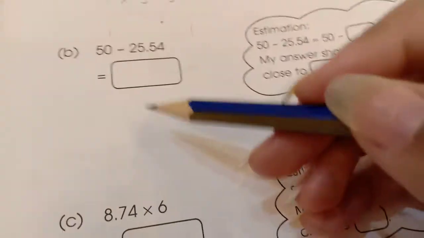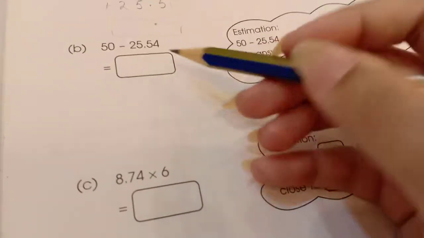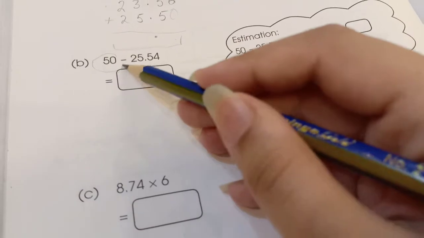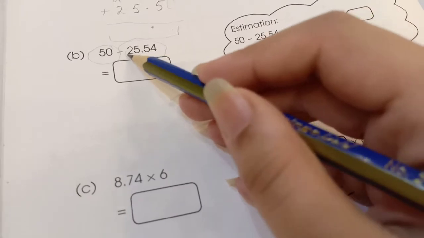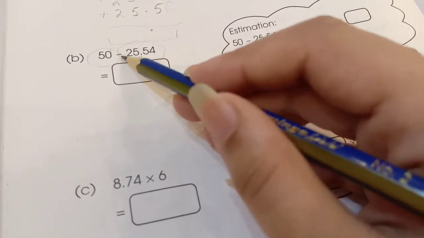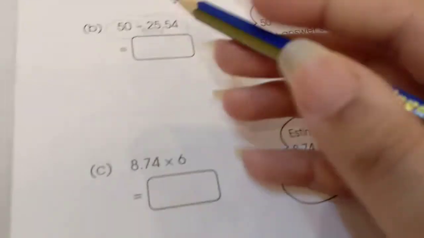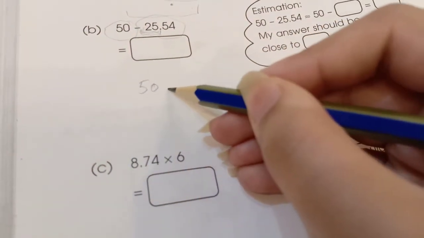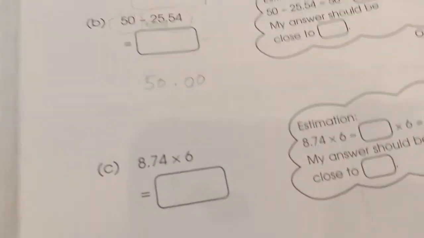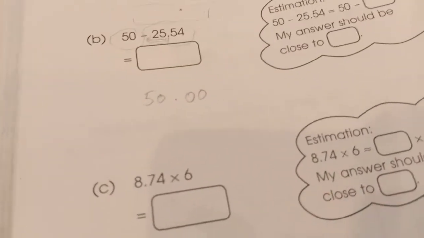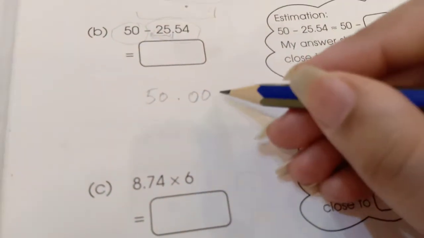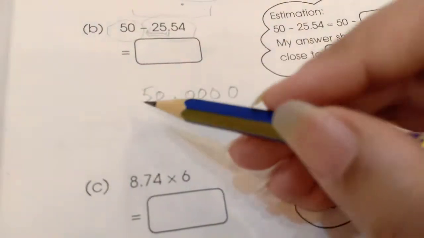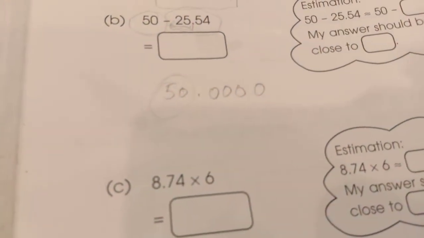Similarly, the same steps will be followed for subtraction as well. But here you can see this is the whole number and this is the decimal number. We have to write the whole number part above whole number part. We will write 50 and we will put 0.00 because it doesn't make any difference. 50 is similar to 50.00. We can put as many zeros after a point and the meaning will remain the same, that is 50.